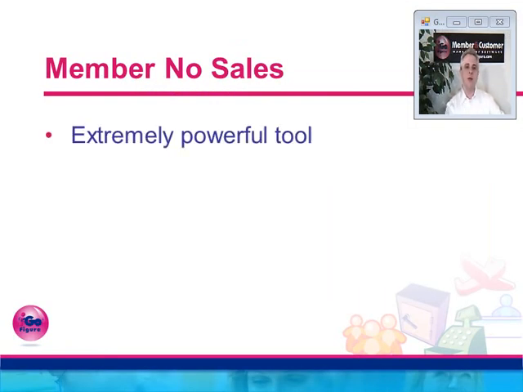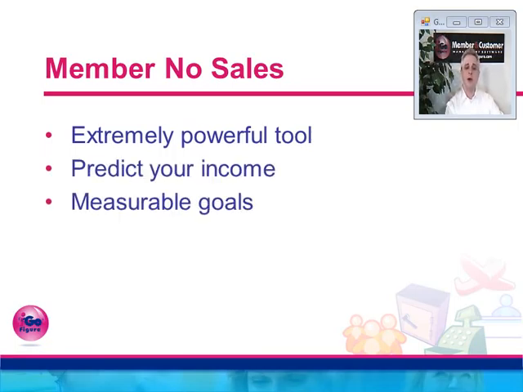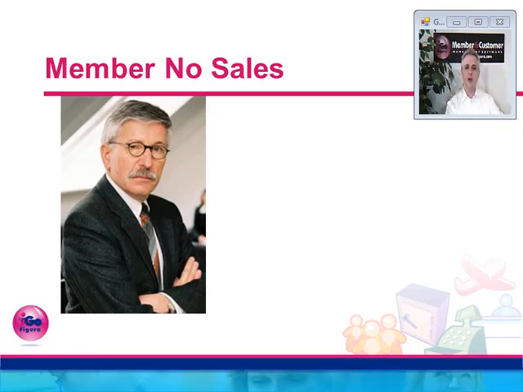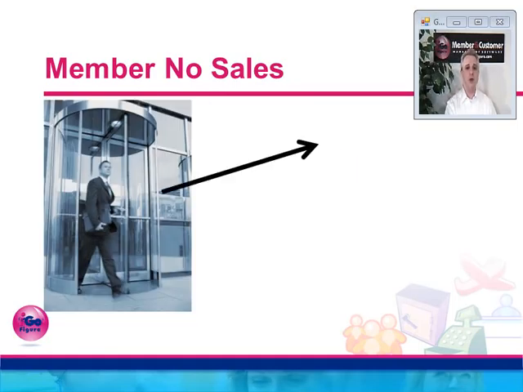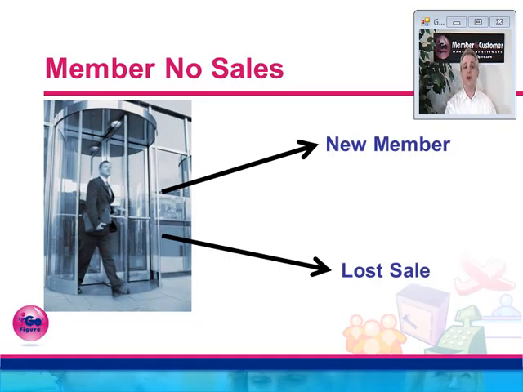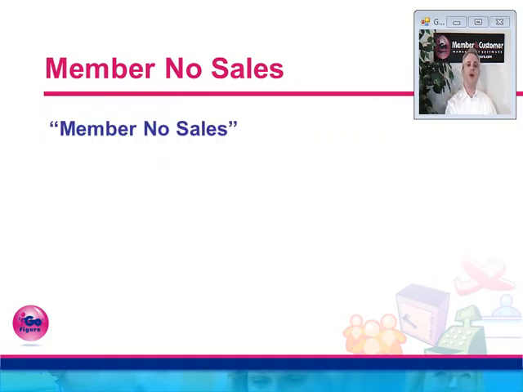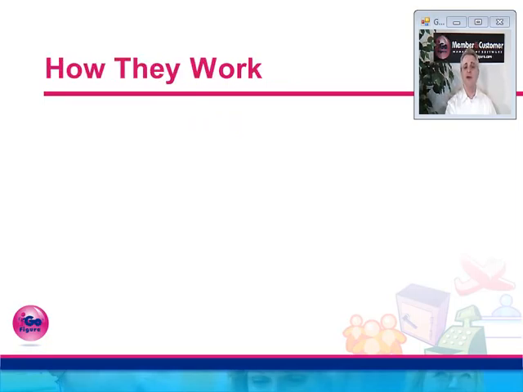Next, we're going to talk about Member No Sales, an extremely powerful tool that can help you to predict your income and set measurable goals. Let me explain to you how it works because it's real simple. Anytime that a person walks in your door, they are considered your guest if they are a prospect. And a guest can walk out of your facility only one of two ways, as a new member or as a lost sale. We call lost sales member no sales, and again, tracking them can be very, very beneficial for you. Let's take a look at how they work.